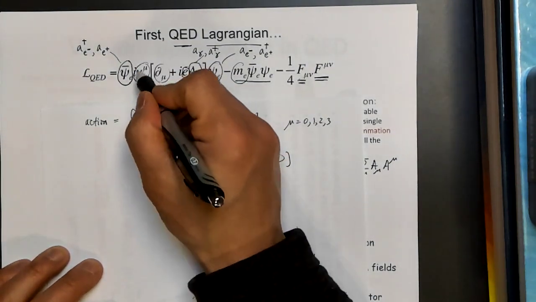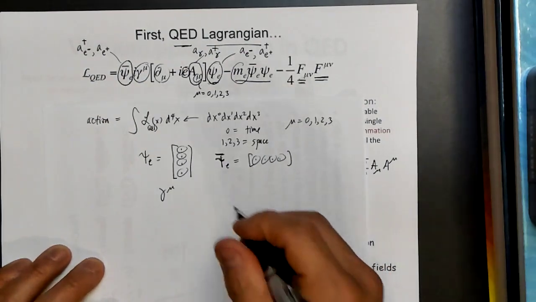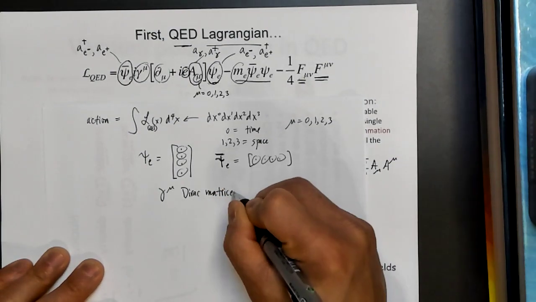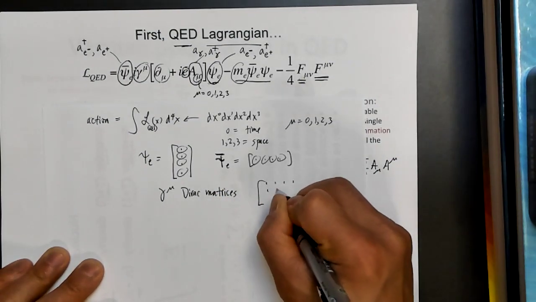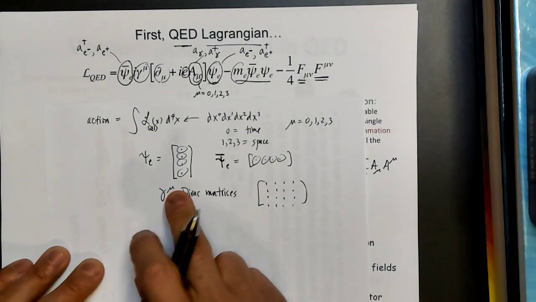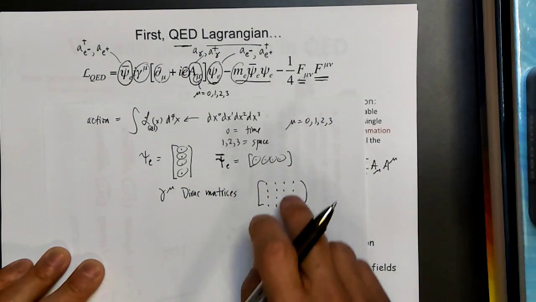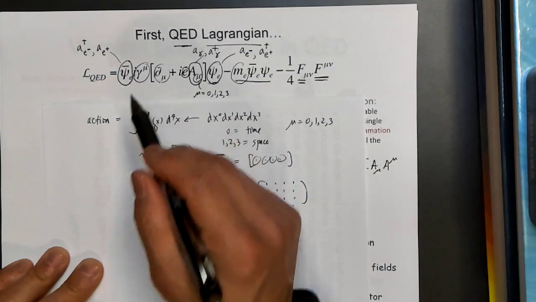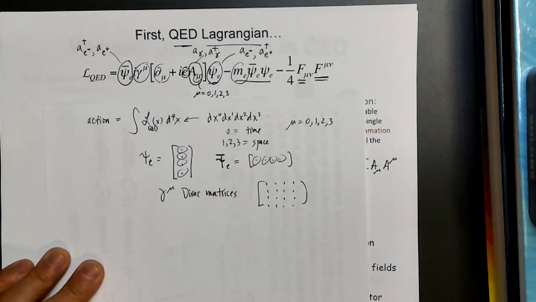Now, this gamma^mu is what are called Dirac matrices. And they are 4x4 matrices. So for each value of mu, so mu is again 0, 1, 2, and 3, for each of these cases we have a 4x4 matrix. And all this matrix structure does for you is make sure that we have Lorentz symmetry being respected by the interactions and the physics described by this Lagrange density.